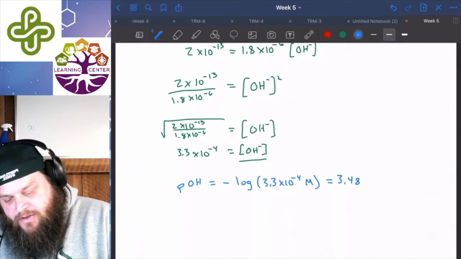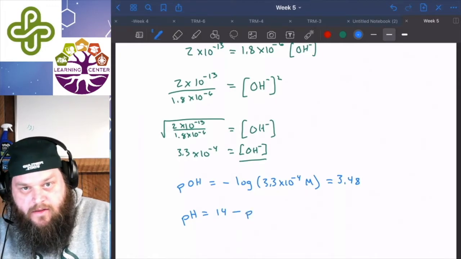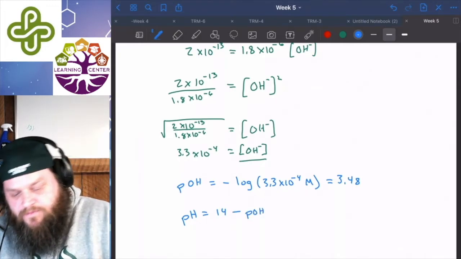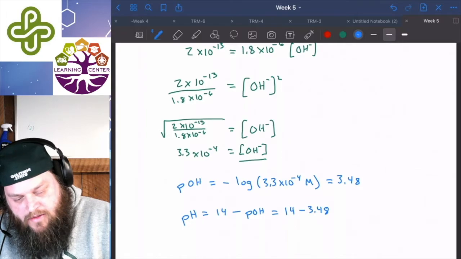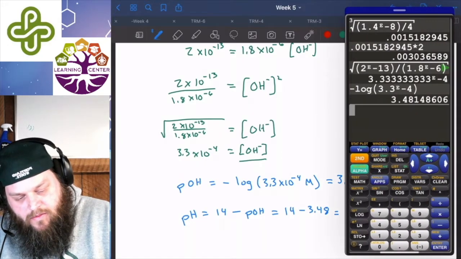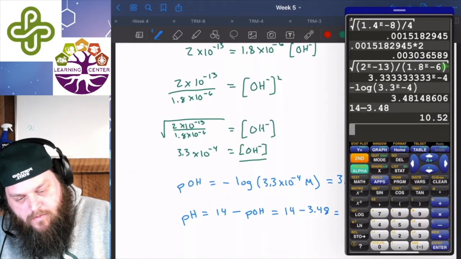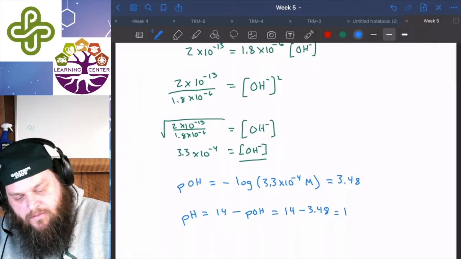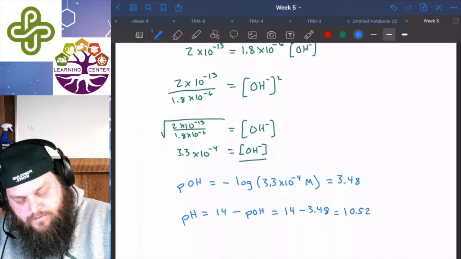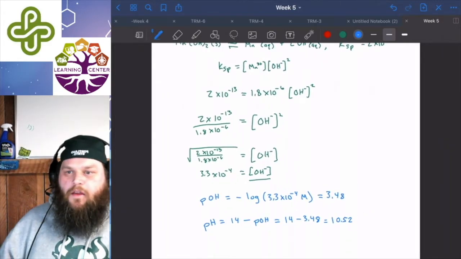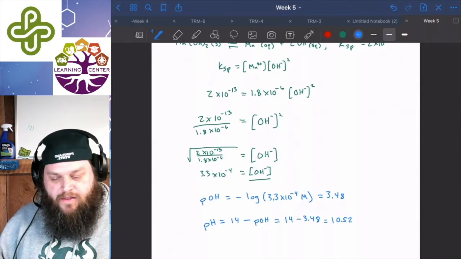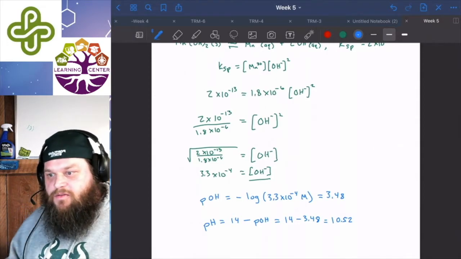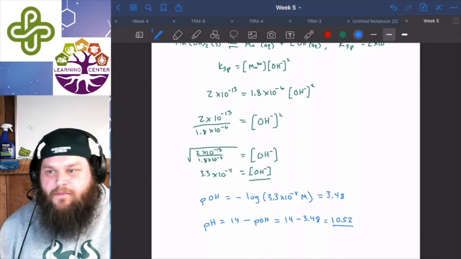But that's not our pH. To get the pH, we have to equal 14 minus the pOH, which is equal to 14 minus 3.48, which gets us to 10.52. There you go. So if you keep a really basic solution in there, no manganese stains on your clothes. And there's the pH that you want to make sure you keep it at.